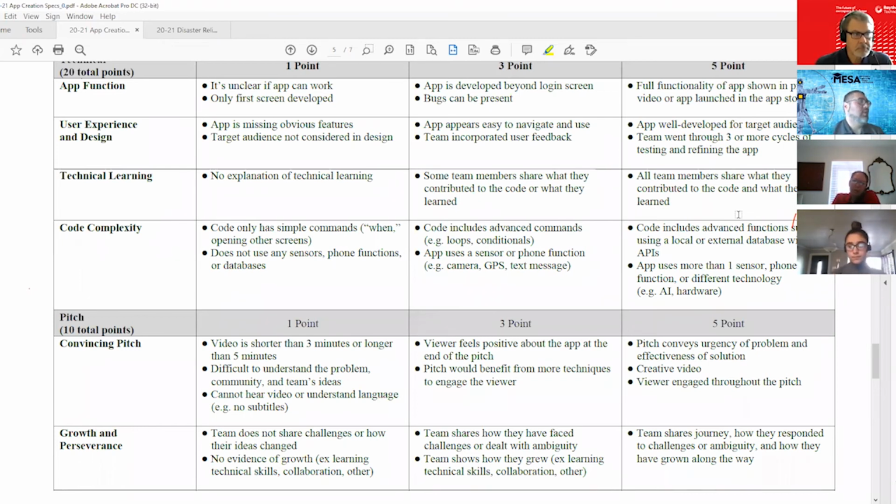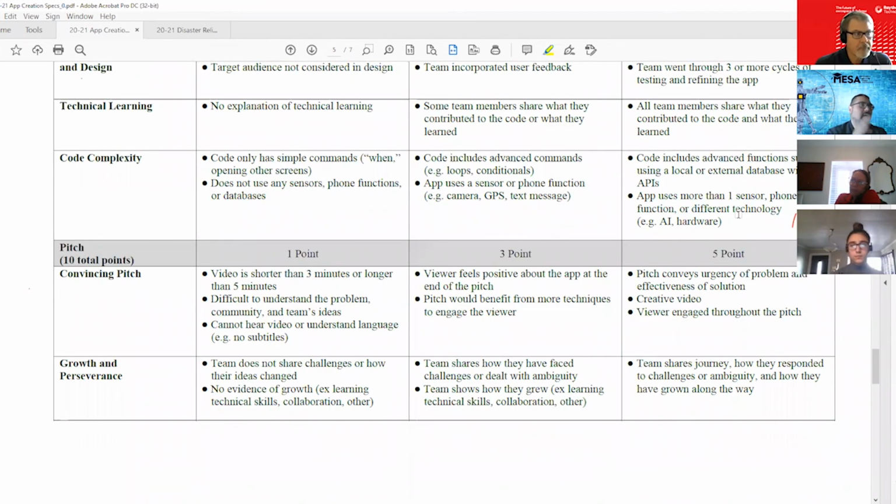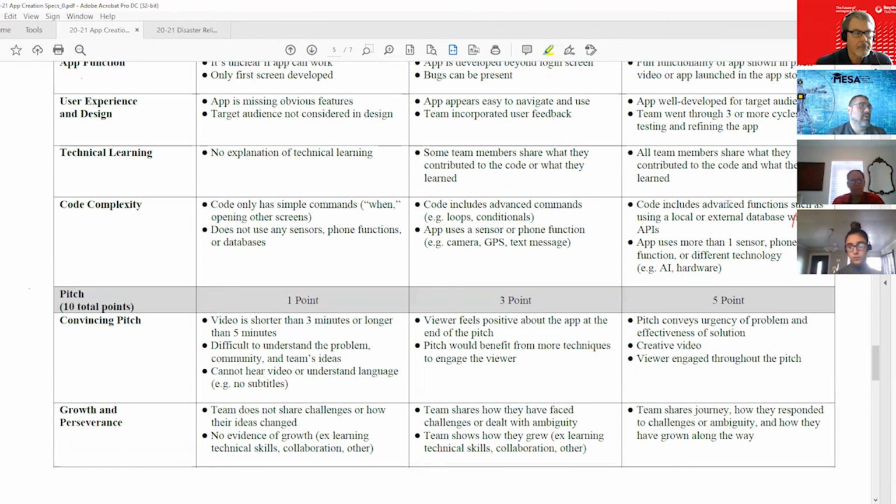I know we're getting close to being done here. Code complexity. So again, I can go through all these. I don't know if that's helpful to everybody, but the idea is to use the rubrics as your cheat sheets, as your guide to how to do well and what to work on, right? If you're looking for 5s in the technical area, look at this column and let that guide your work, right?